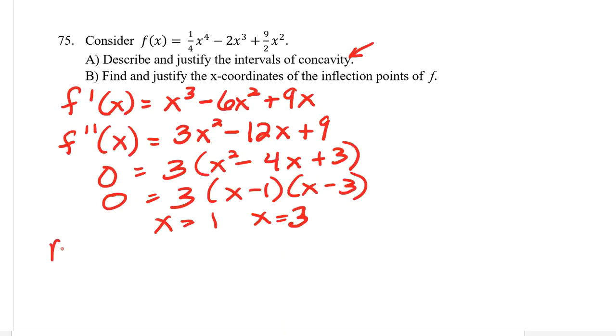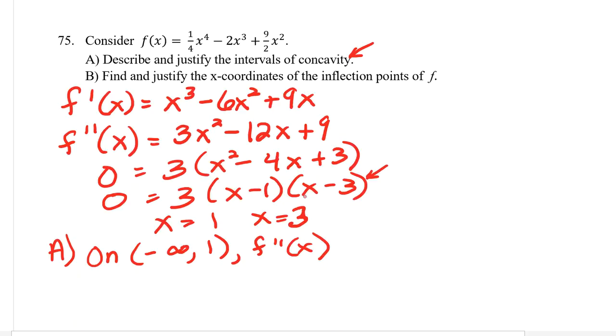But we want to justify our concavity, so we want to test the intervals. So from negative infinity to positive 1, what do we know about the sign of f double prime? Use your factored form here, think about putting in a number like negative 5 or negative 500, and you can see that both parentheses would be negative. So f double prime is greater than 0. So f is concave up.